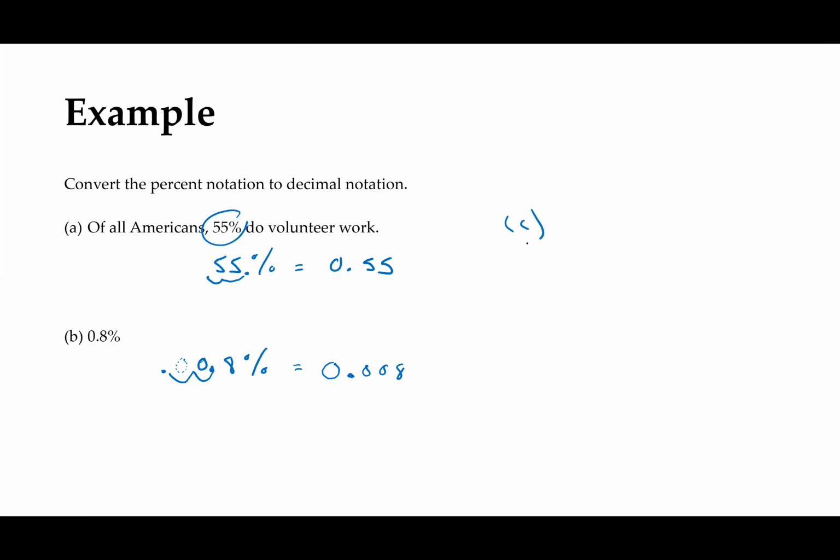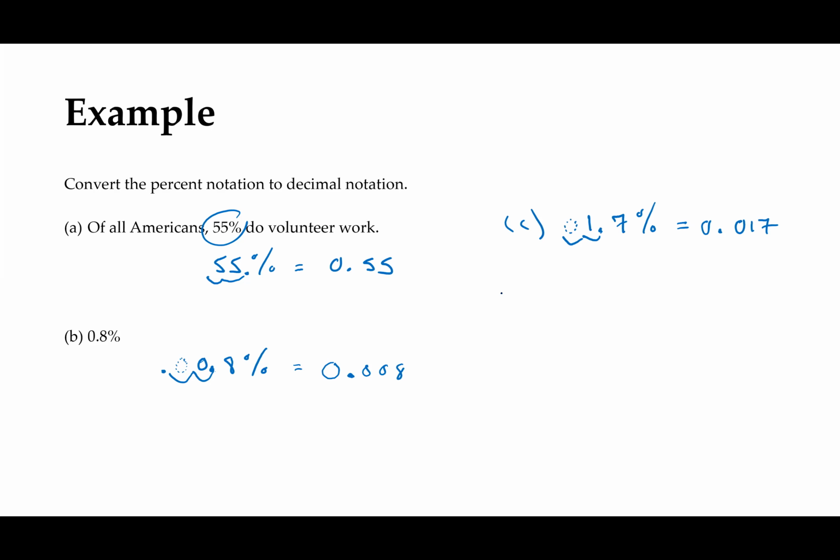Let's do one more for good measure. What if we had 1.7%? Well, again, we're going to move this 2 places. And so we have 0.017. And again, I can put a 0 in my ones place.